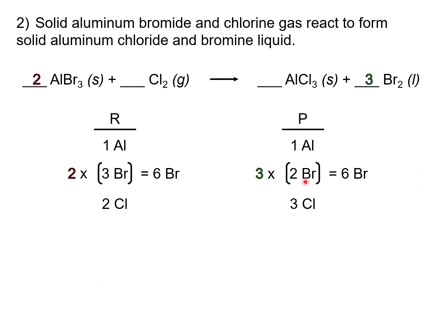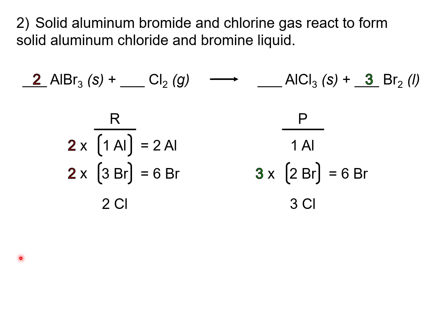Likewise, I multiplied the bromine on the product side by 3, so I put a 3 in front of the bromine liquid. So now I have 6 bromines on both sides. All right, so we multiplied our aluminum bromide by 2, which means I changed the number of aluminum. So now the aluminum is no longer balanced. We have to fix the balancing of the aluminum.